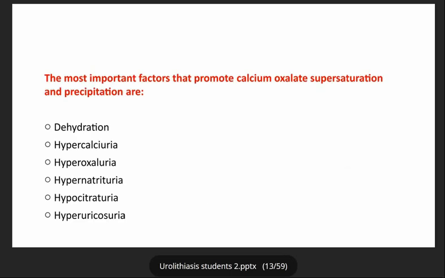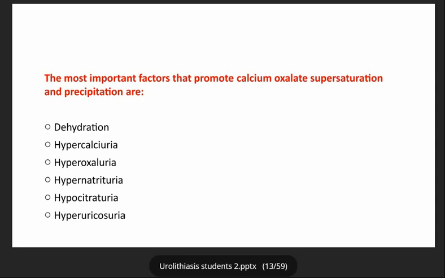So what are the most important risk factors for calcium oxalate? The most important one is dehydration. And as I mentioned earlier, during the summer, because of dehydration, there is more risk for stones. Also, hypercalciuria that can result from any reason, hyperparathyroidism or malignancy or any other reasons. Hyperoxaluria, which is excreting more oxalate in the urine. Hypernatriuria, which is excreting more sodium in the urine. Hypocitraturia, which is low citrate in the urine.